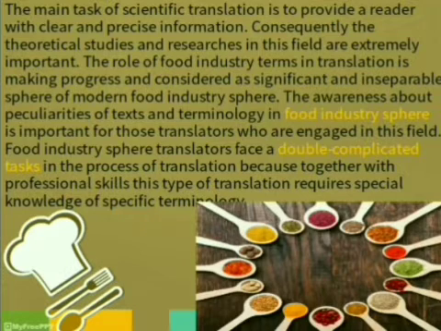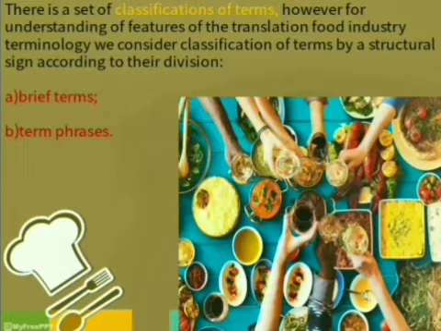The role of food industry terms in translation is making progress and is considered a significant and inspiring sphere of the modern food industry. Awareness of the peculiarities of the text and terminology in the food industry is important for those translators who are engaged in the field. In this field, they face doubly complicated tasks in the process of translation.